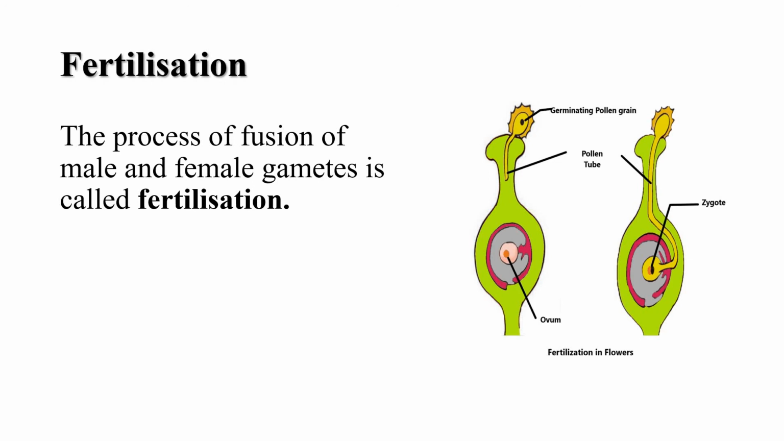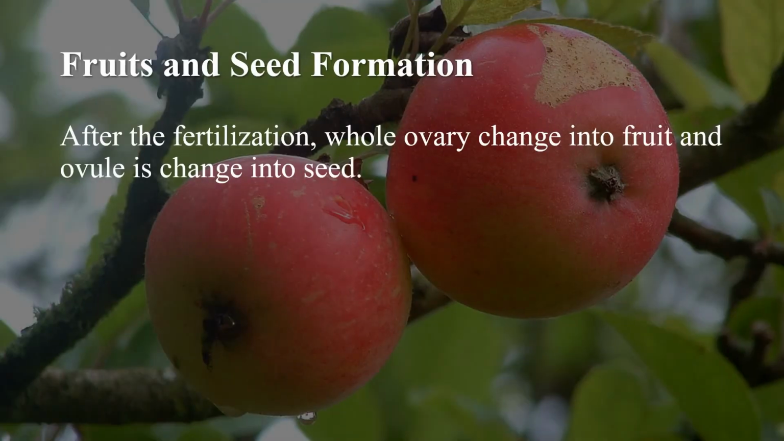Here it fuses with the egg and a zygote is formed. This process of fusion of male and female gametes is called fertilization. And after the fertilization, the zygote develops into an embryo. And students, after the fertilization process, the fruit formation starts to take place. So let us know about it.